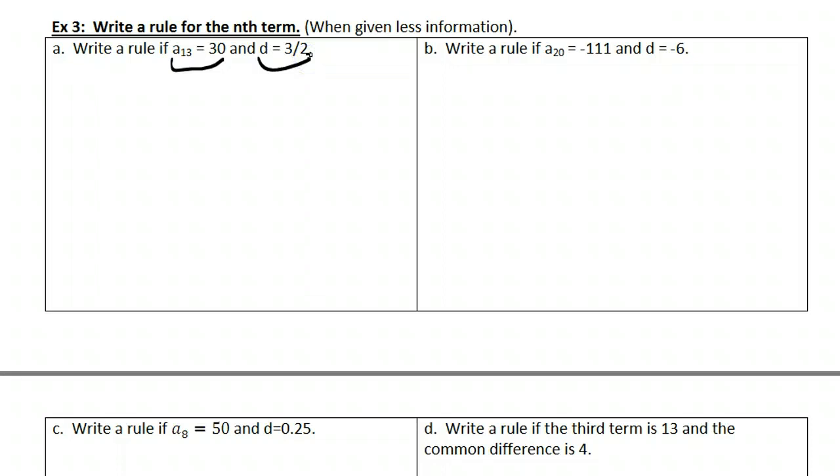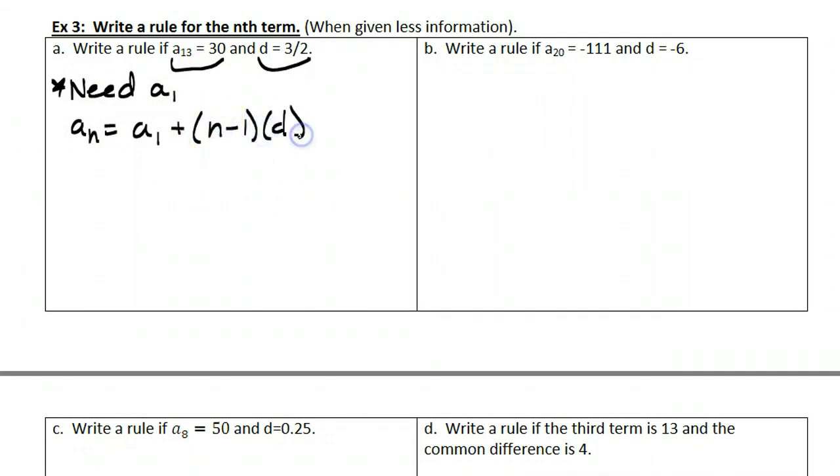In order to create my formula, remember, we need A1. So my first step here this time is to find A1. And we can actually use our formula to get there. Let me show you what I mean. If I know a term number, I can leave A1 as a variable, but I know term 13. So here's what I'm going to do. I'm going to make n be 13 this time.